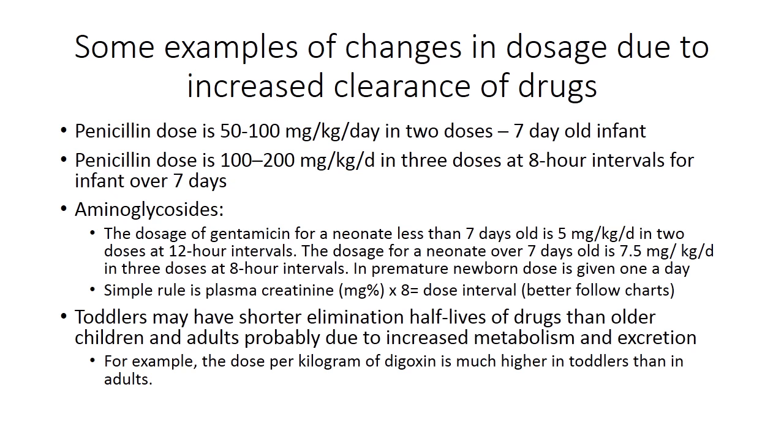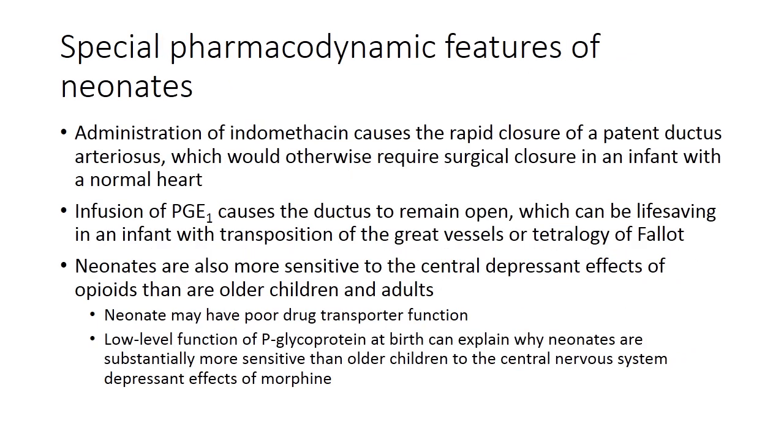Toddlers may have shorter elimination half-lives of the drugs than older children and adults, probably due to increased metabolism and excretion. Digoxin dose is much higher in toddlers than in adults because digoxin clearance is increased.